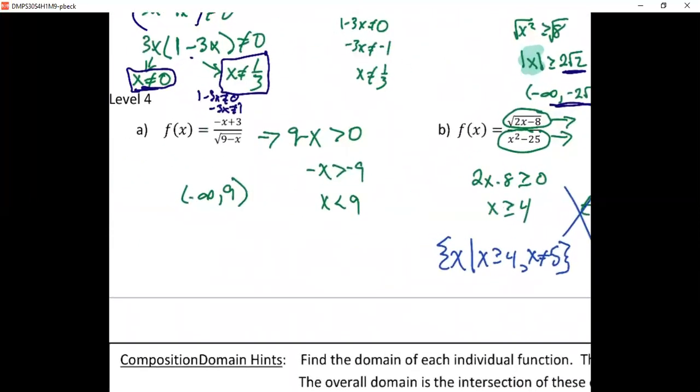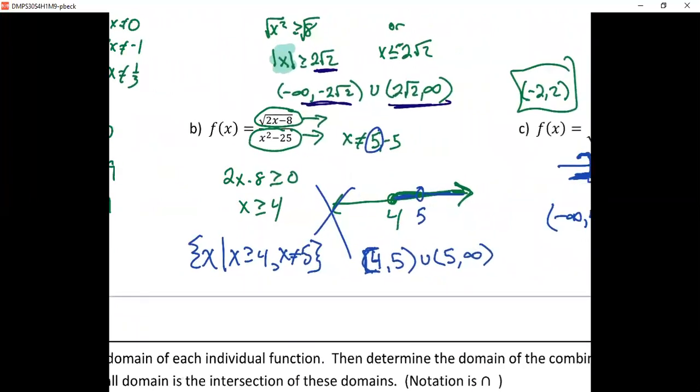For the level 4 problems, it's really putting everything all together at once. For 4a, we're saying what's in the denominator again, not able to equal 0, so I don't have it there. But it's also underneath the radical. So our combination is just 9 minus x is greater than 0. And then solve the inequality, and we get negative infinity to 9.